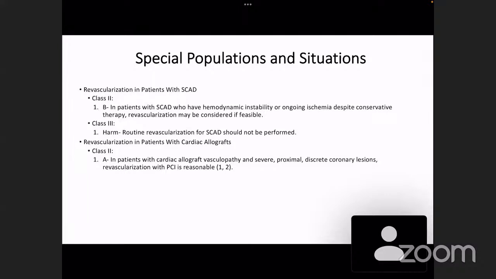Okay, revascularization in patients with SCAD, stable coronary artery, the class 2B indication in patients with stable coronary artery disease who have hemodynamic instability or ongoing ischemia despite conservative therapy, revascularization may be considered if feasible. Class 3, which shows harm, and routine revascularization of the patient should not be performed.